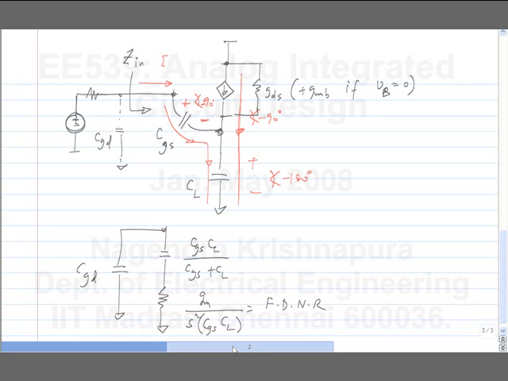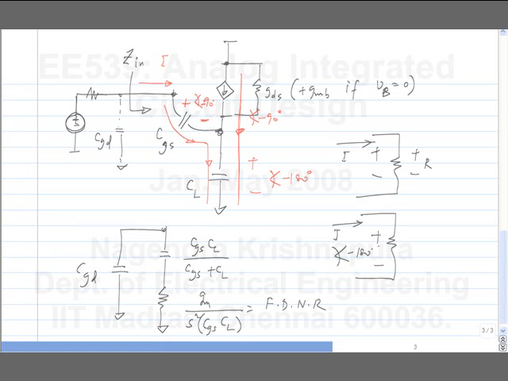Okay. How does the argument of phase shift go? If you have a positive resistance, you push in a current, it develops a voltage which is in phase with the current. If you have a negative resistance, if you push in a current, it will develop a voltage which is 180 degrees phase shifted with respect to the current. Okay? That's what I showed here.